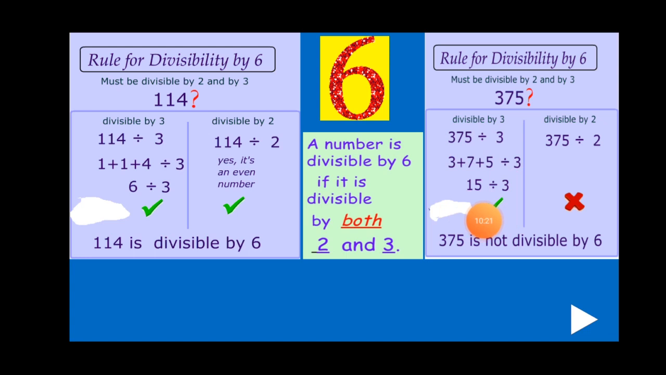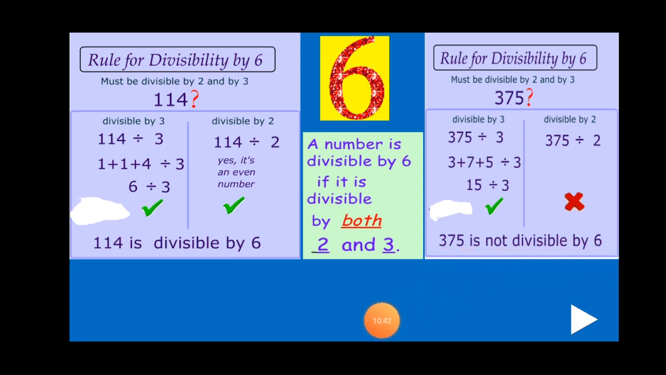But to check the divisibility by 6, we must see that the given number is divisible by both 2 as well as by 3. Here you can see that this given number is divisible only by 3. So we can write it as, hence 375 is not divisible by 6.